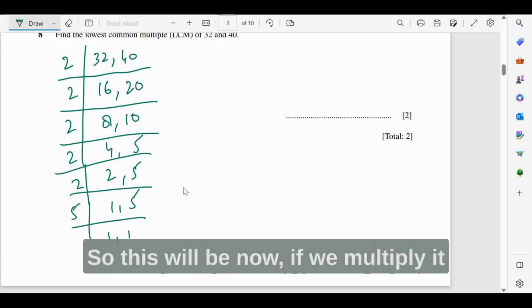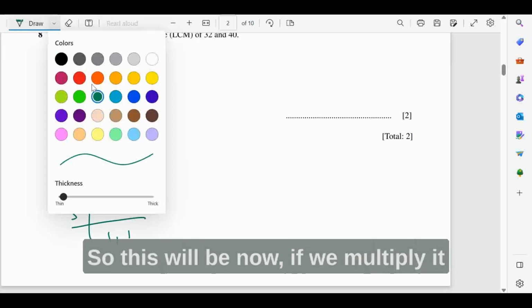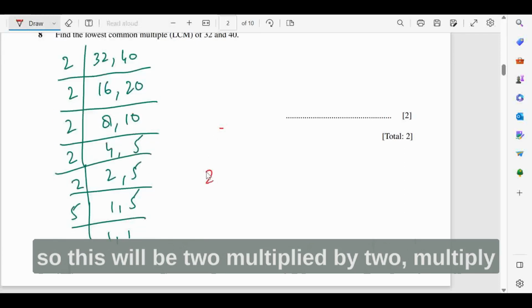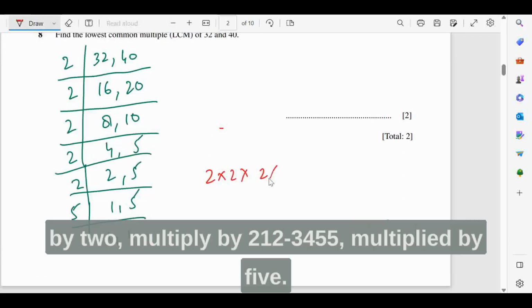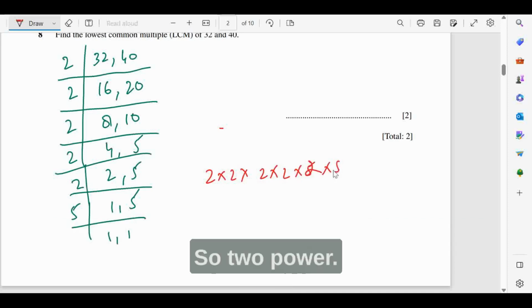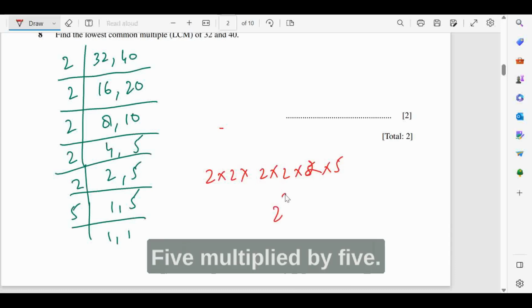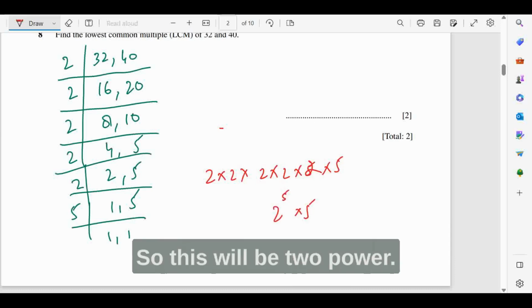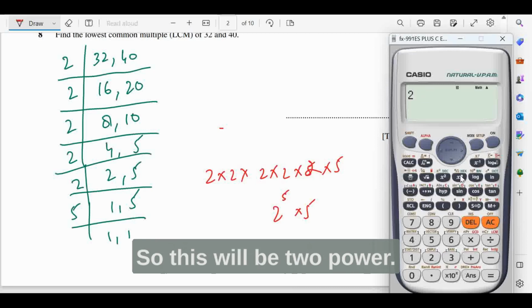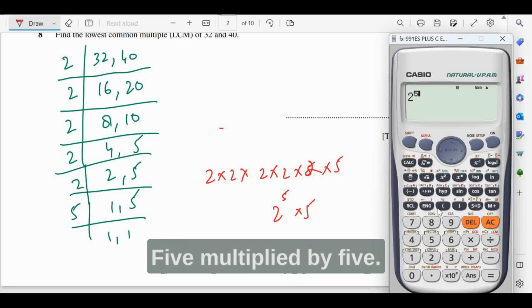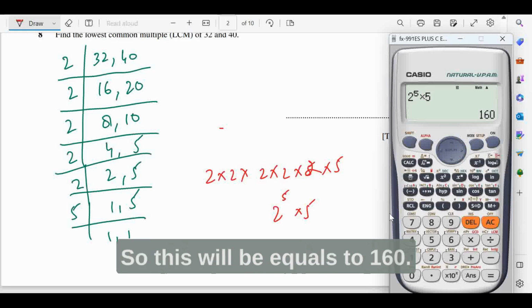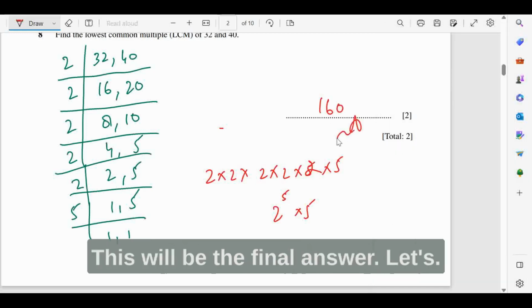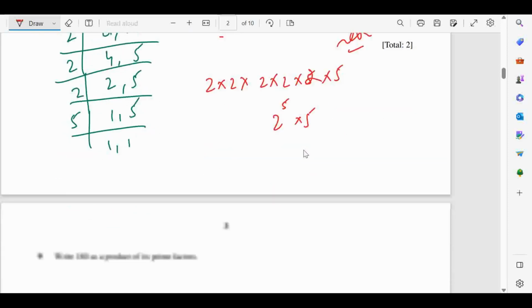So if we multiply it, this will be 2 multiplied by 2 multiplied by 2 multiplied by 2 multiplied by 2, that is 2 power 5, multiplied by 5. So this will be 2 power 5 multiplied by 5, which is equal to 160. This will be the final answer. Let's move to the next one.